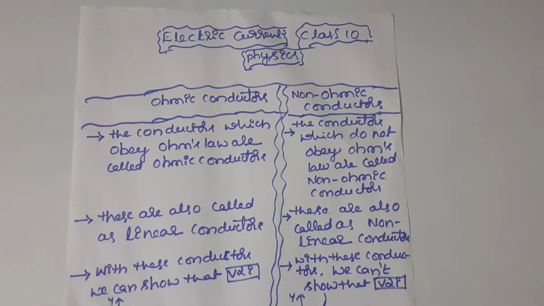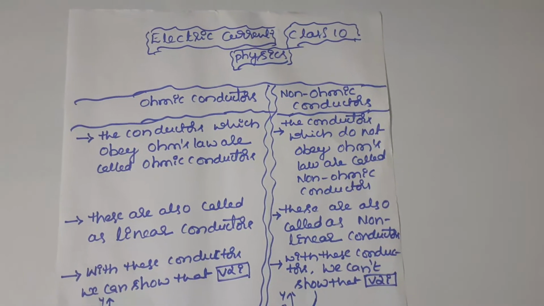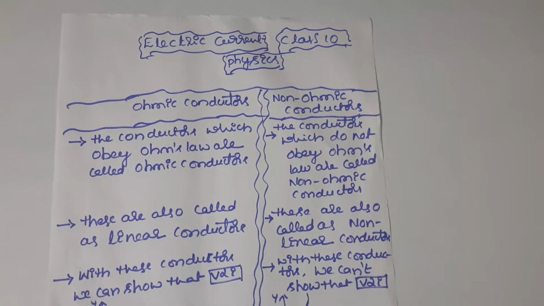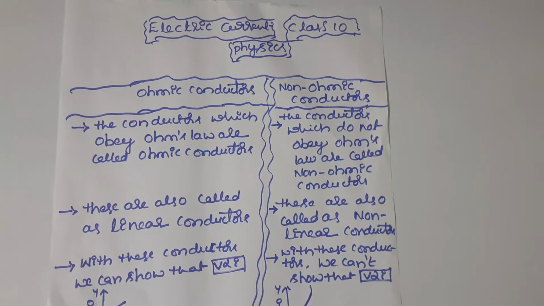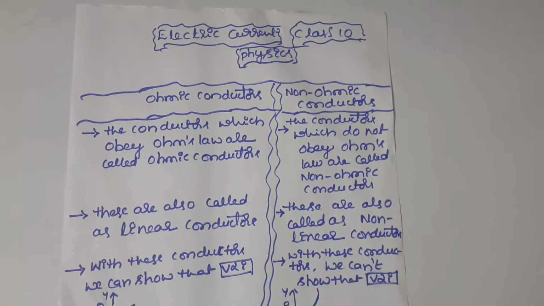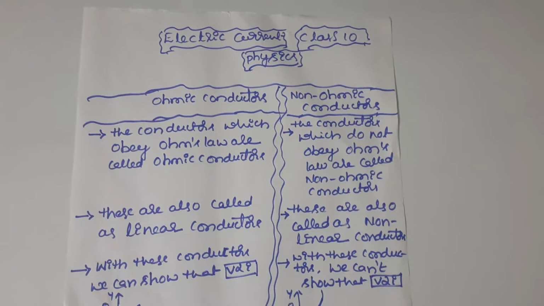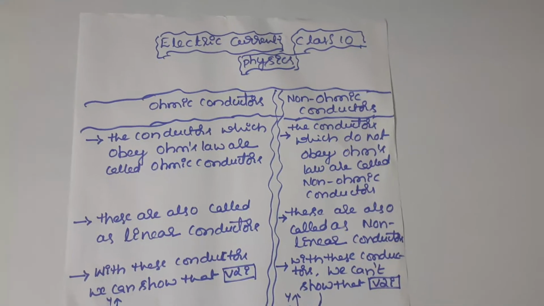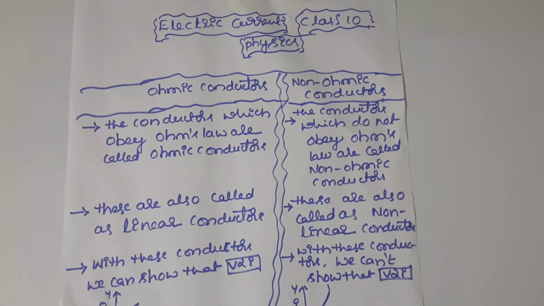So in this class we are going to learn about the differences between ohmic conductors and non-ohmic conductors. It is an important topic in class 10 physics in the electric current chapter, and also a basic concept topic for intermediate second year physics, class 12 physics, in the current electricity chapter. So what are the differences between ohmic and non-ohmic conductors?